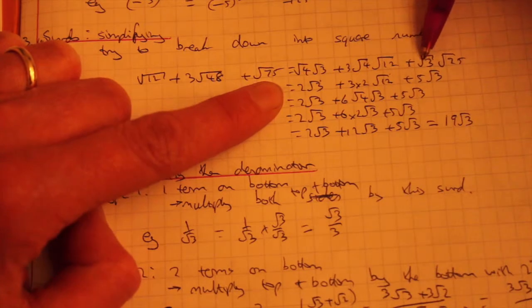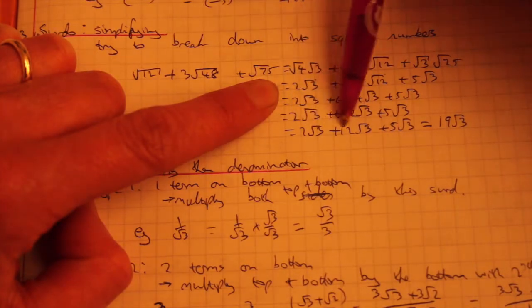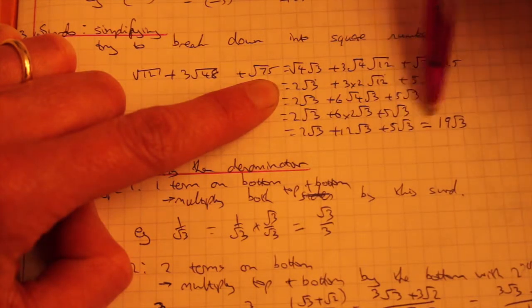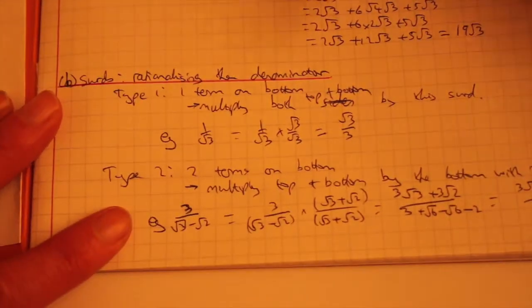75 can be written as a 3 and a 25. Root 25 is 5 and then a root 3. So you've got 2 root 3's, add 12 root 3's, add 5 root 3's, which gives you 19 root 3's. So breaking them down makes life a lot easier.